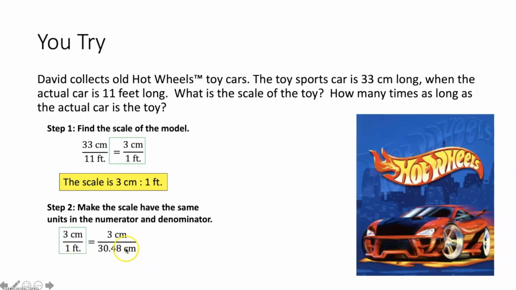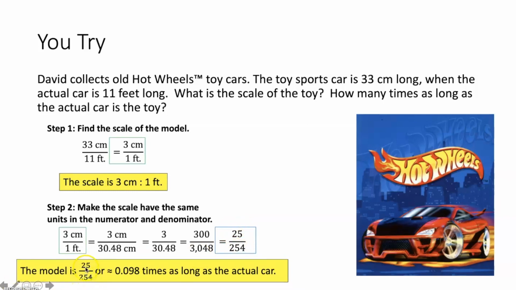Now we can simplify this. So to figure out how many times as long as the actual car the toy is, we're going to drop our units here and we are going to simplify this ratio. Now we have a decimal in our fraction, so we need to multiply the numerator and denominator here by 100. That'll get rid of the decimal in the denominator. Now we can simplify. If we were to simplify this ratio all the way down, we end up getting 25 over 254. So you could say that the model is 25 over 254 or approximately 0.098 times as long as the actual car.